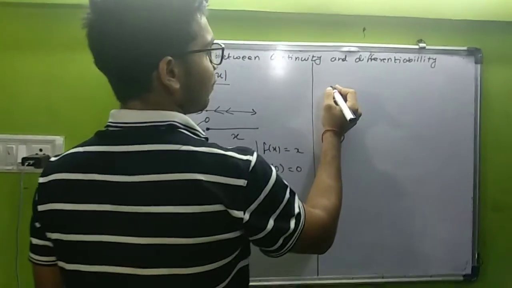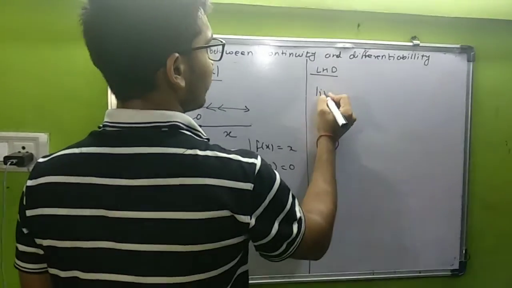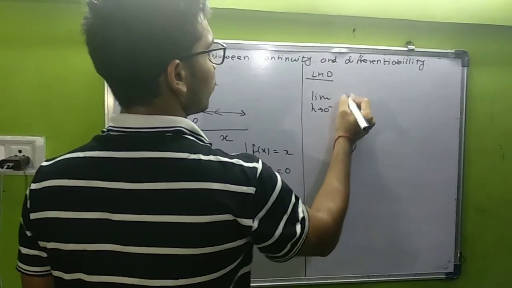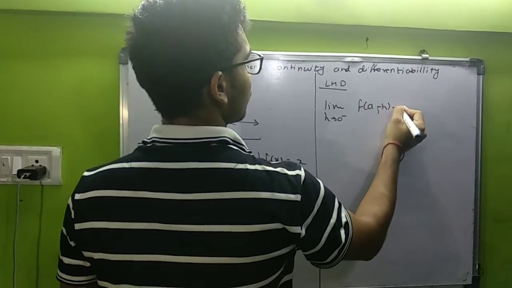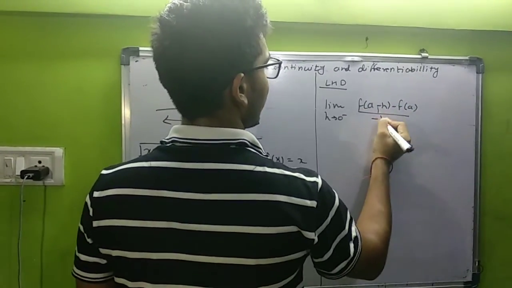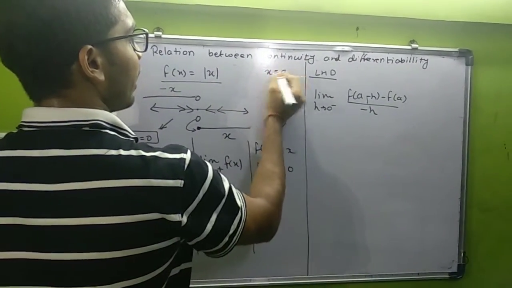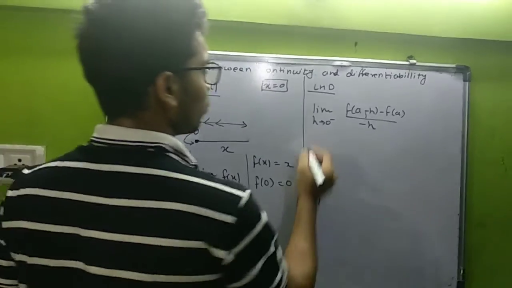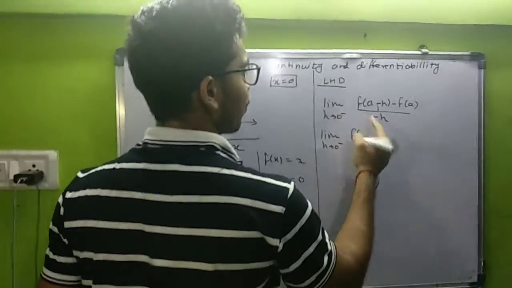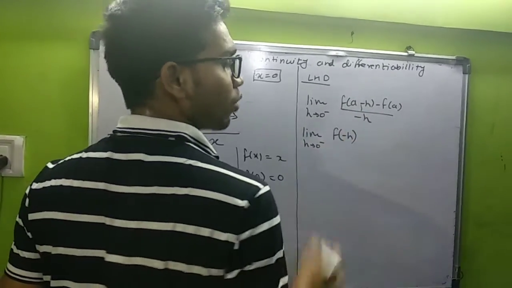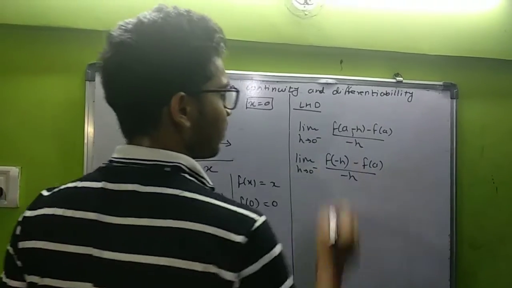To check the differentiability, first we are going to find the left hand derivative: limit h tends to 0 of f of a minus h minus f of a, divided by minus h. We are checking the differentiability at the point x equal to 0, so this is going to be limit h tends to 0 minus of f of 0 minus h minus f of 0, divided by minus h.